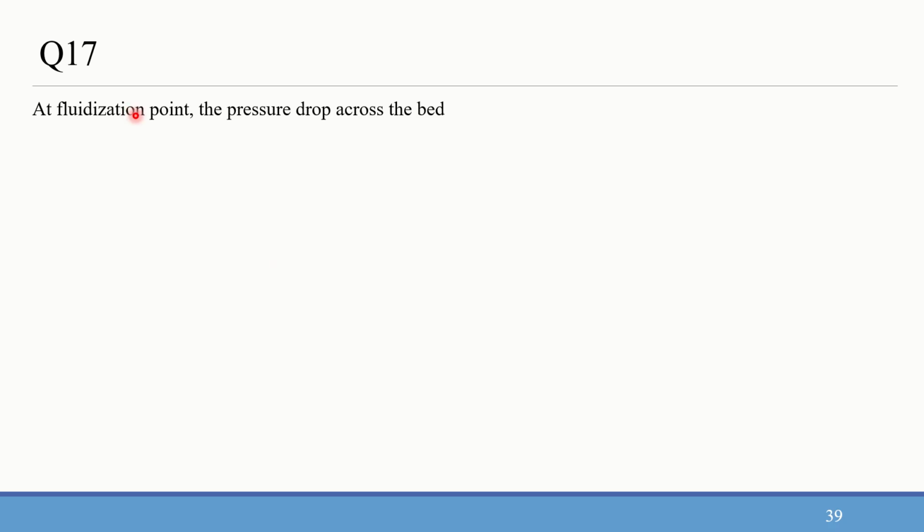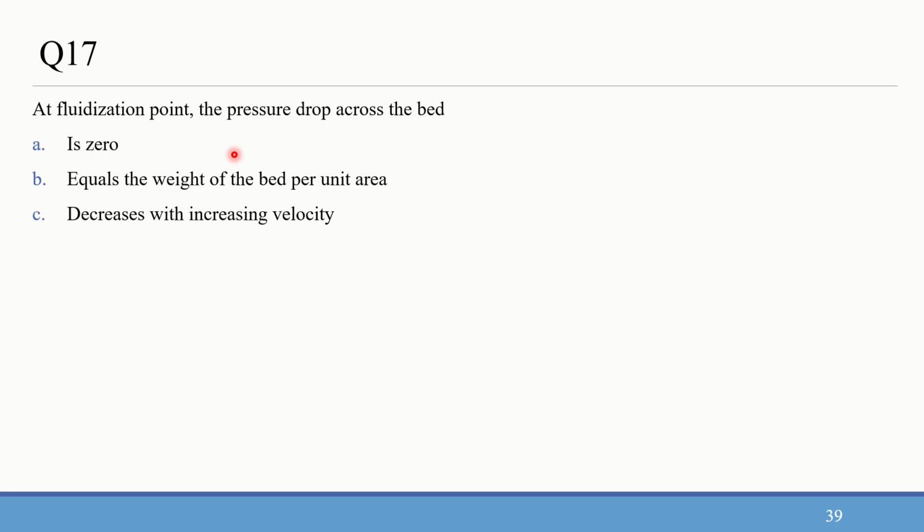Question 17. At the fluidization point, the pressure drop across the bed is dash. Option A, 0. Option B, equals the weight of the bed per unit area. Option C, decreases with increasing velocity. Option D, is independent of bed height. So what happens is that at the fluidization point, the pressure drop across the bed is dash.